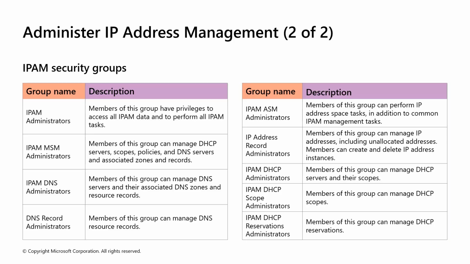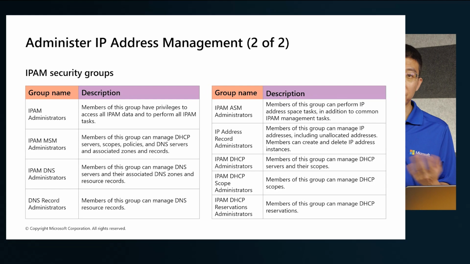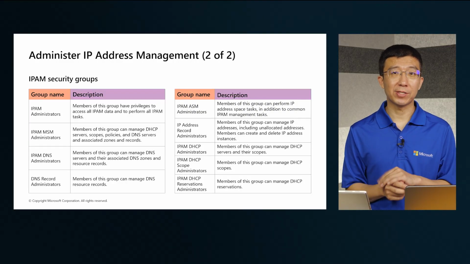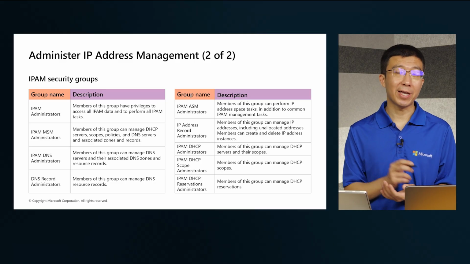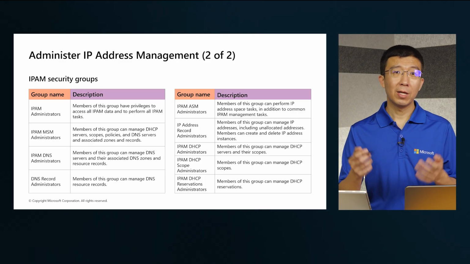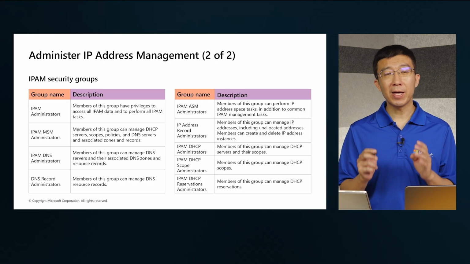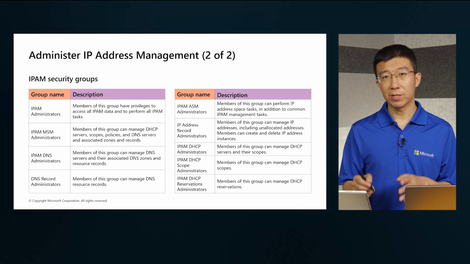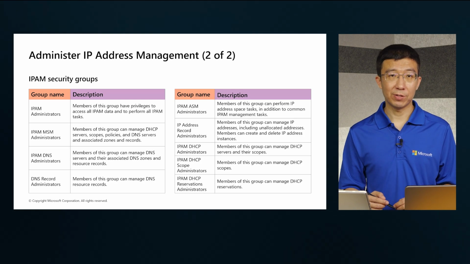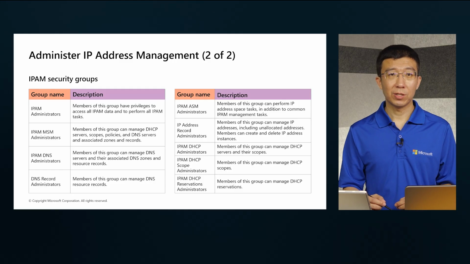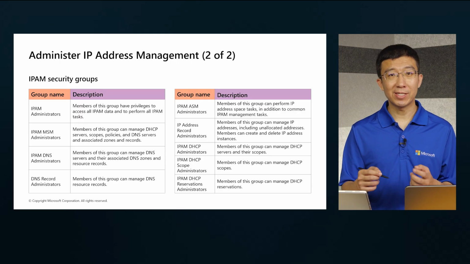IPAM includes several security groups, each with specific privileges. For example, IPAM administrators have full access to all IPAM data and tasks, while IPAM MSM administrators can manage DHCP servers, scopes, policies, and DNS servers. Assigning users to these groups ensures that only authorized personnel can perform sensitive tasks.